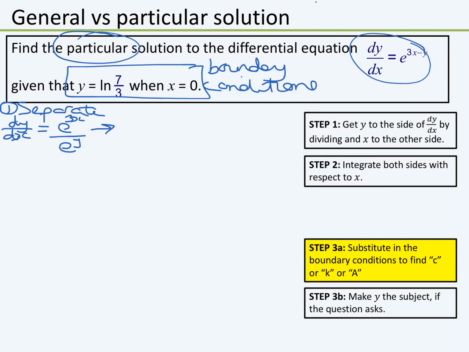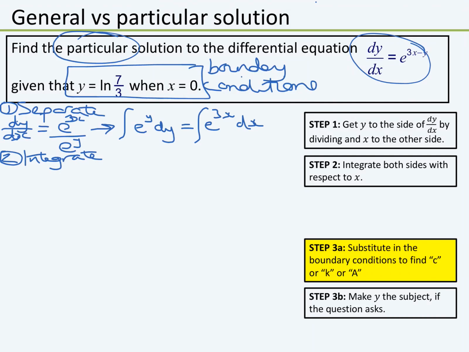So I'm going to take the denominator up onto the left. So we have e to the y dy, and then on the right we've got our e to the 3x dx, and again we know that we need to put our integration symbols. So that's our step 1 done, happy days. Step 2 is integrate.